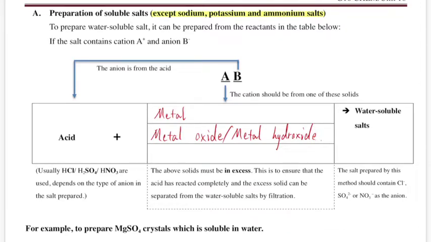And the third choice, we can also have metal carbonate. Again, for those carbonates, because it excludes sodium, potassium, and ammonium salts, they are all insoluble, hence in solid state. Remember that the above solid must be in excess. The reason for that is to ensure that the acid has reacted completely, and then the excess solid can be separated by filtration.